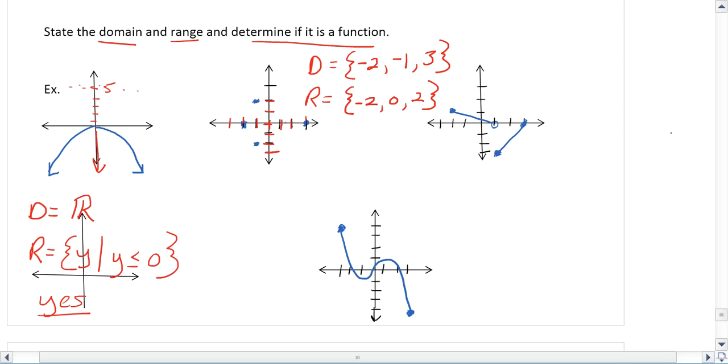Now, is this a function? Well, we can see right here, if we draw a vertical line that hits it twice, we'd have to say no, not a function.